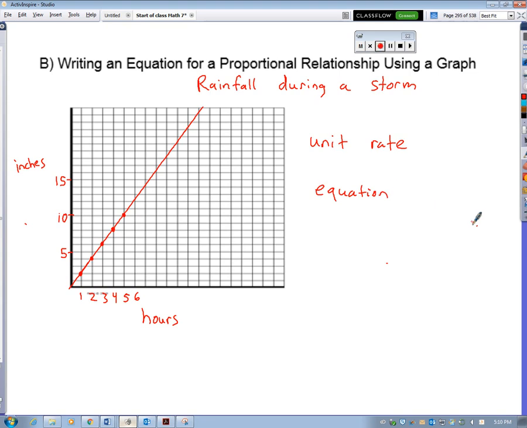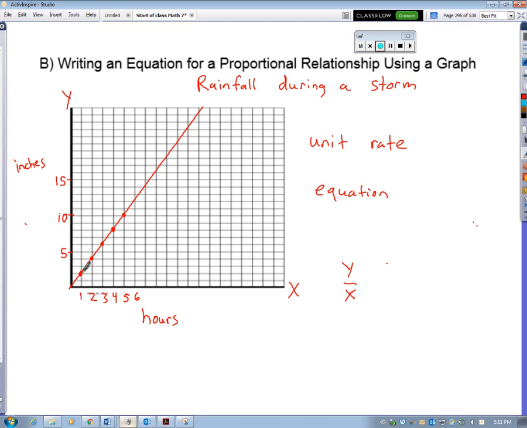Okay, so looking at this proportional relationship, we can look at the equation and find it by looking at our x and y. Remember, this is our y and this is our x. Okay, so x is going to be hours, y is going to be inches, and remember our nice friend, the y over x fraction. Okay, we're going to use that to discover what the unit rate is, and we're going to take a look at our coordinates.